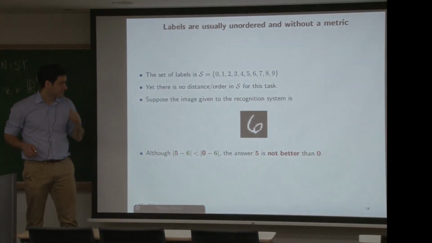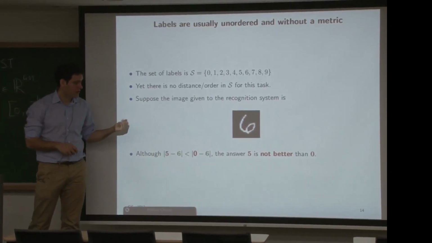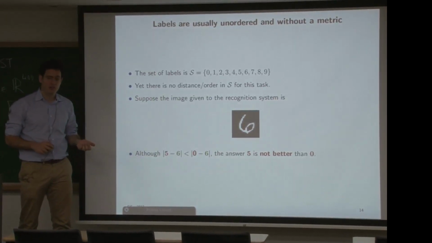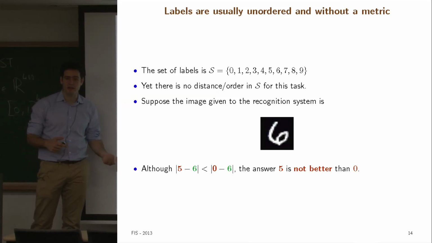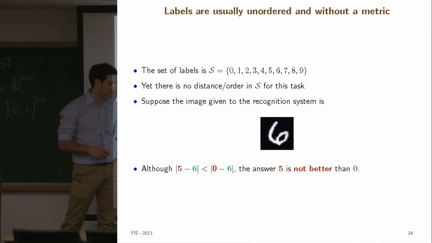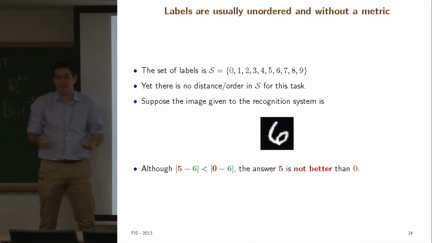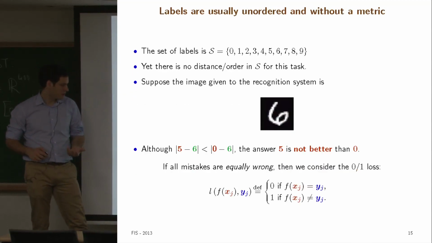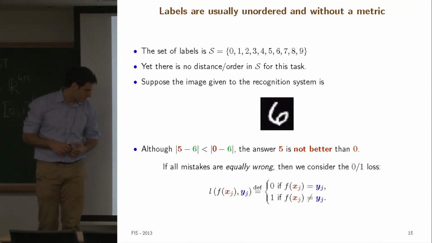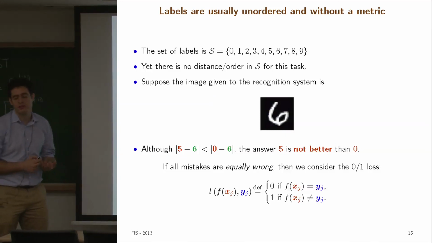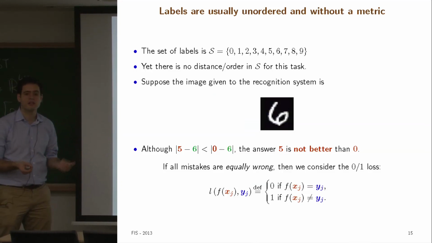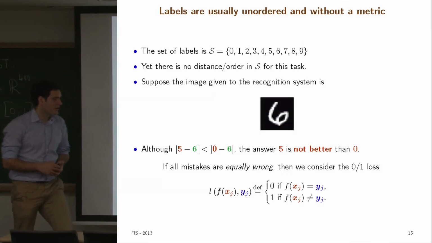Of course, if you see this image and your prediction is 5, it's not necessarily better than if you had predicted 0. Although 5 and 6 are closer numerically, predicting 5 for this is not better than 0. So this is an example where regression doesn't work. What people usually do in classification is, as a first step, use something called a 0-1 loss. This is what we will use in this lecture. So what is the 0-1 loss?